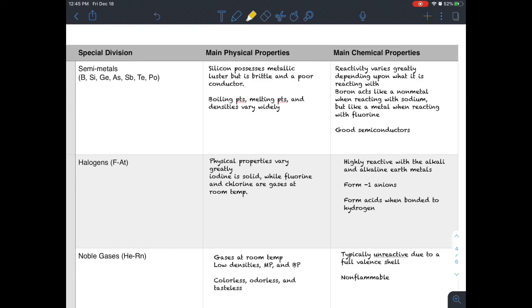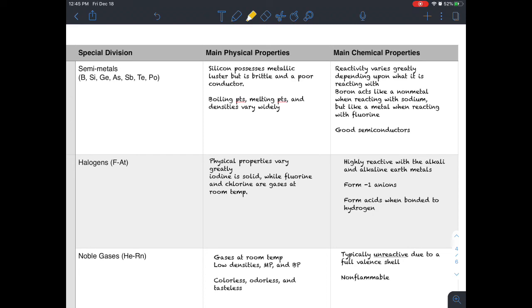Boiling points, melting points, and densities of these elements vary greatly, and it's hard to give just one classification of a physical property amongst that group. For their major chemical properties, similarly, reactivity varies greatly depending upon what it is reacting with.